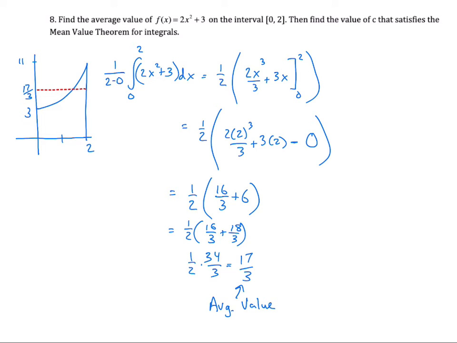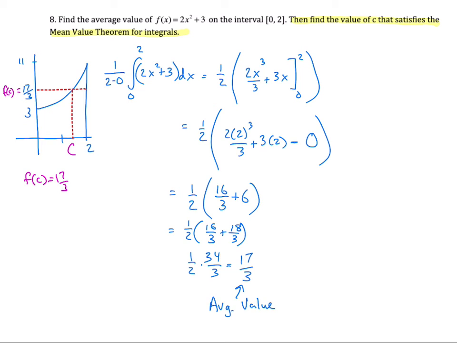Now, the next part of the question says, find the value of c that satisfies the mean value theorem for integrals. And so what we have to do is look at the original function now, and we basically want to say, at what x value does the function equal that average value? And so this is that value of c that we're going to be looking for. And so we're going to call this f at c. And so this is going back to the original function now. And we're just going to say that f at c has to equal 17/3.